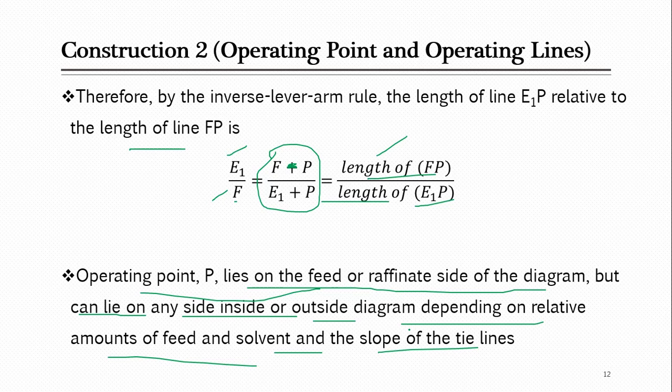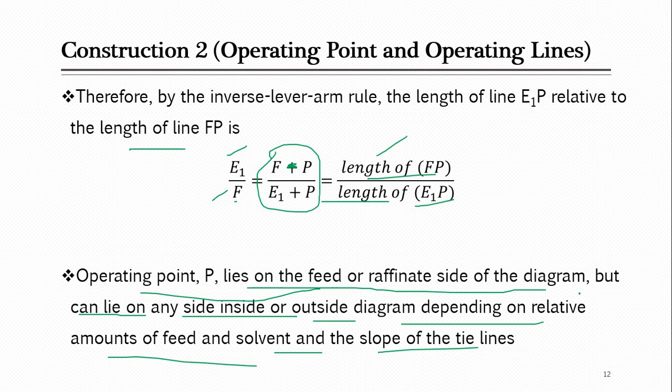Up to here we have discussed construction 2. Briefly summarizing, the only purpose of construction 2 is to locate P, and P is called the operating point. It is also given the name difference point, because we obtained it with the help of some difference. And where did that difference come from? If you apply the material balance on any stage in your LLE system, or on a number of stages, and rearrange those equations in such a way that there is a term which is a pair of two terms, like F and E1.